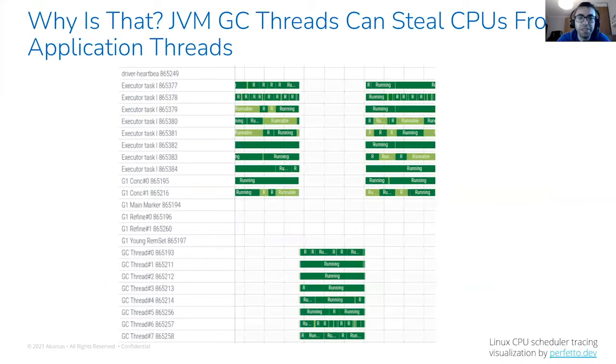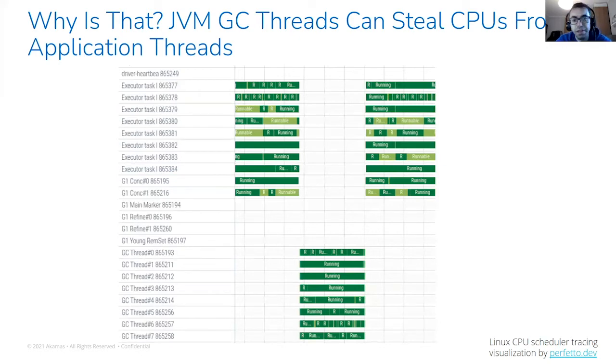To better understand what is happening here, we need to have a more in-depth look at what happens at the CPU level. So we used a tool to trace the CPU scheduler of the Linux operating system to see what was happening to the application and garbage collection threads that are scheduled by the Linux kernel onto the actual processors. This graph shows a visualization of how the different threads of the JVM are actually scheduled on the CPUs.